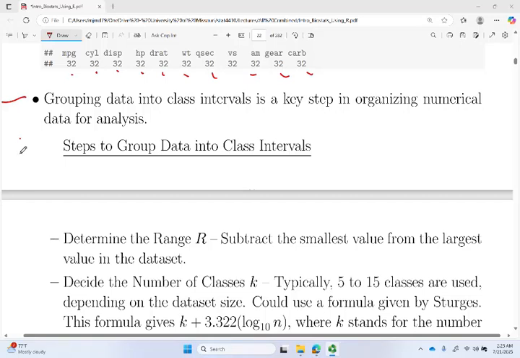This is Introduction to Biostatistics using R. We're in Chapter 2, Descriptive Statistics. This is Part 3, and we're looking at grouping a continuous variable.